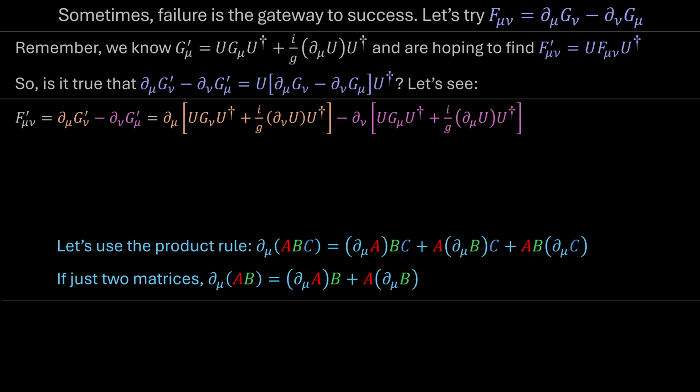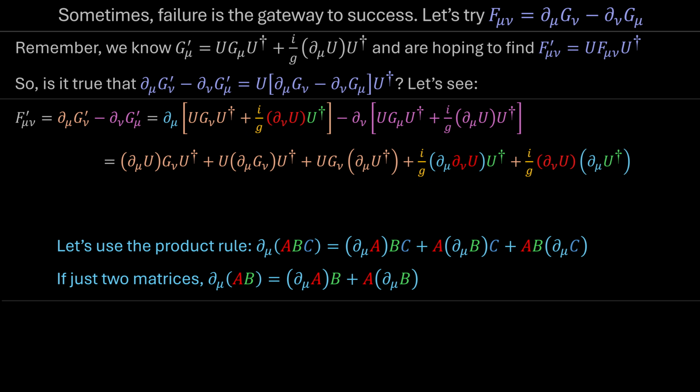Well, now, first of all, let's go ahead and evaluate that three-matrix expression U G nu U dagger. Taking the derivative, partial mu, of that term gives us the derivative of U times G nu times U dagger plus U times the derivative of G nu times U dagger plus U times G nu times the derivative of U dagger. Likewise, if we apply the product rule to the derivative term, which involves two matrices, we end up with the derivative of U times U dagger plus the derivative of U times the derivative of U dagger. Now here we have to be mindful that our derivatives have different spacetime indices, so we don't want to mix up our mu's and our nu's.